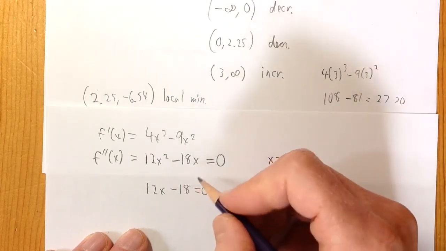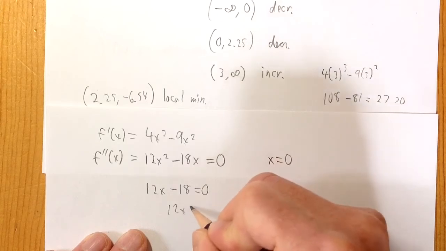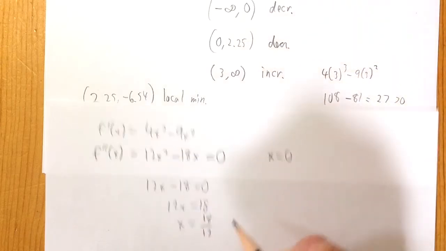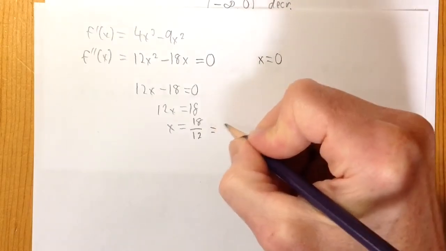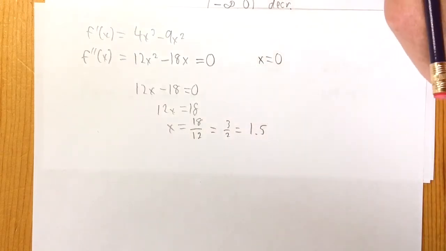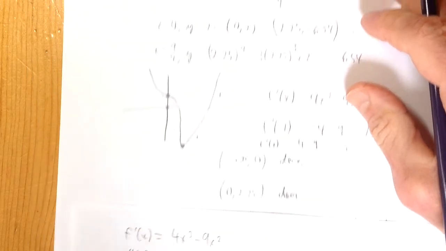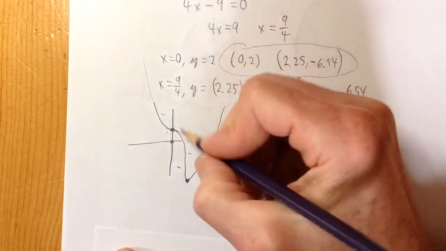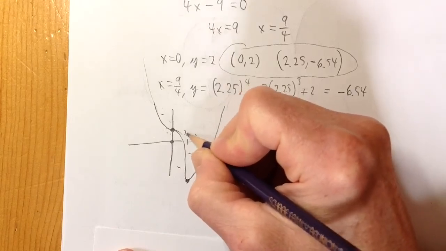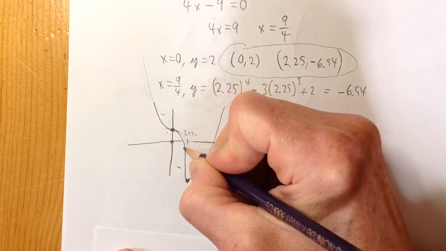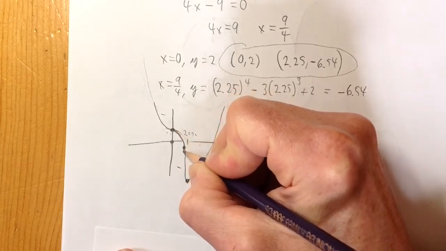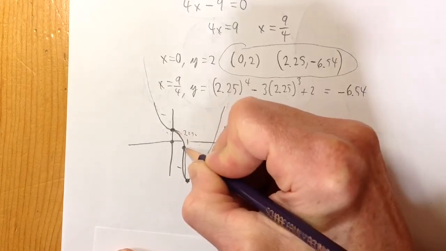And so let's see, that would be 12x is equal to 18, or x is equal to 18 divided by 12, which is 3 halves, which is 1.5. So there's another inflection point at 1.5. Okay, in my very bad picture here, and you should do a better job than this one, here is 2.25, right? That's 2.25. Here's 0, so 1.5, somewhere in here, it switches over from getting steeper and steeper downhill to less and less steep. Okay, so that's that inflection point.